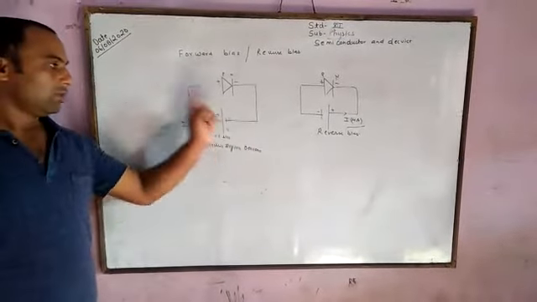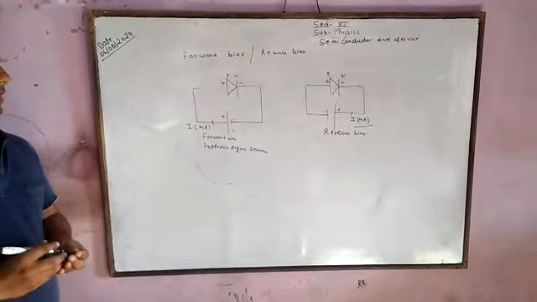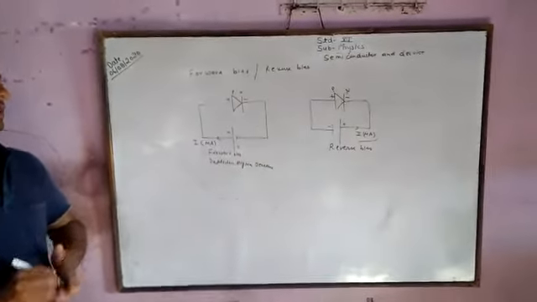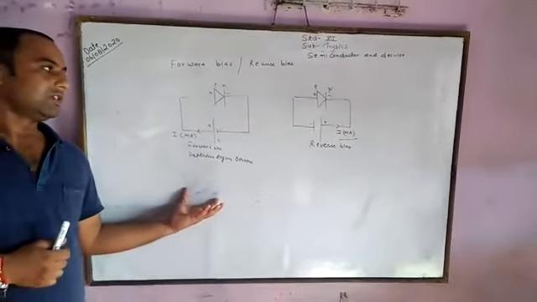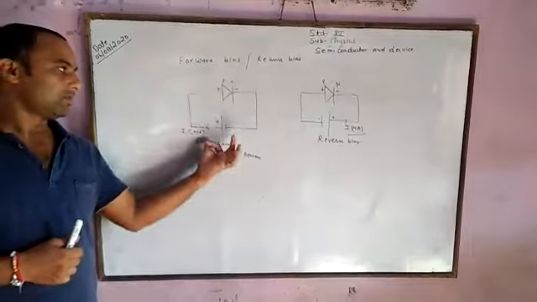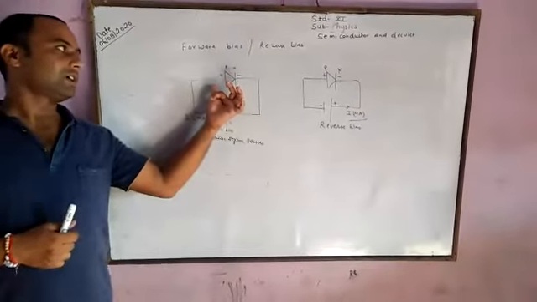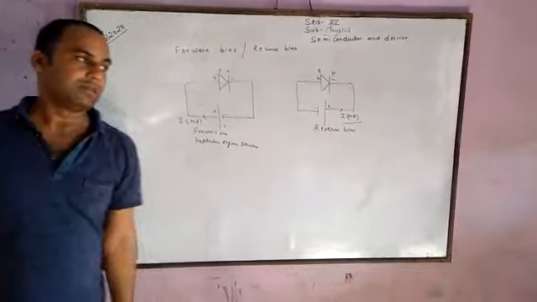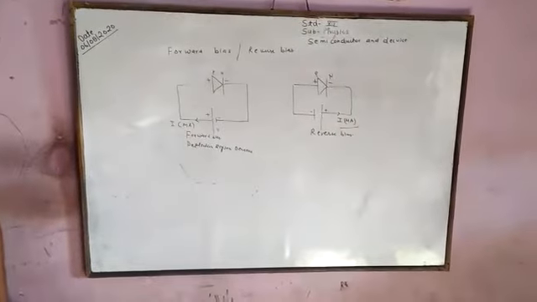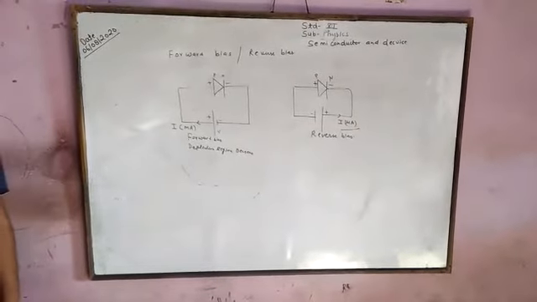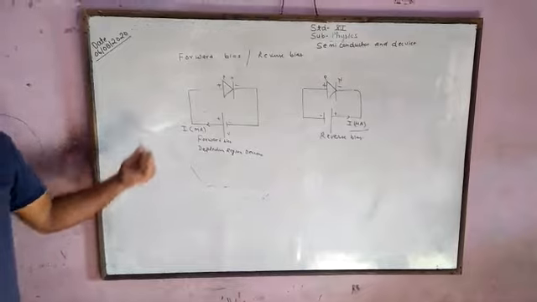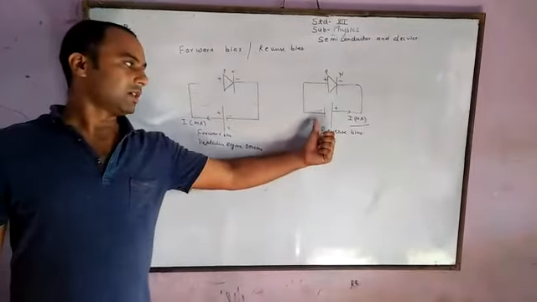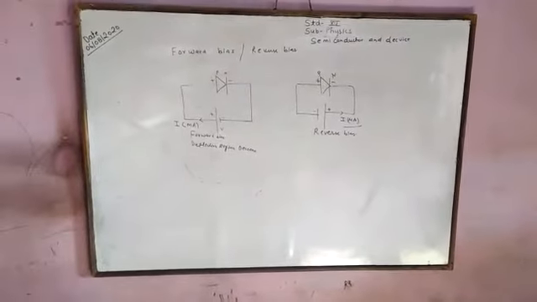But we only have to remember that when an external battery source is connected to a PN junction, that is called the biasing of a PN junction. If the positive terminal of the battery is connected to the P type terminal, then it is forward bias. If the negative terminal of the battery is connected to the P type, then this is called the reverse bias condition. In forward bias, the current is moving in milliamperes, and in the reverse bias condition, the current is moving in microamperes.